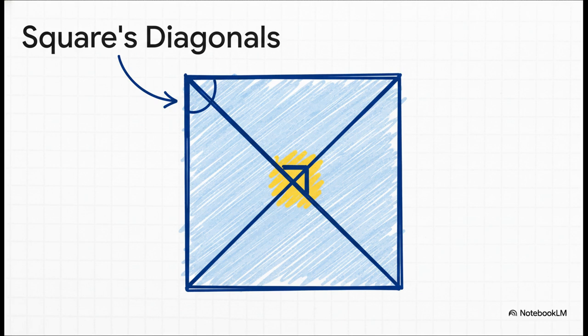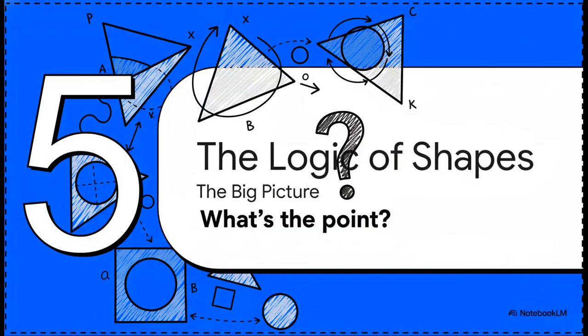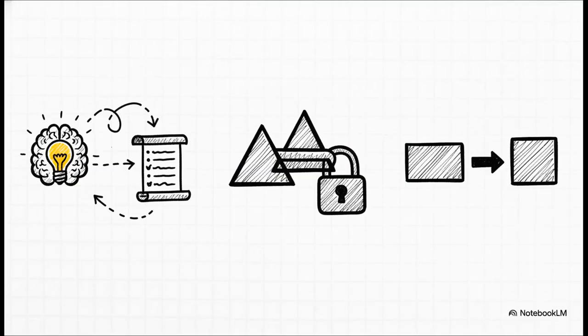But that one extra rule, that all sides are equal, gives its diagonals 2 extra special powers. They cross at a perfect 90-degree angle, and they split each corner of this square into 2 perfect 45-degree angles. So, after all that, after all these proofs and angles and sides, what's the big idea here? What's the point of it all? Well, the biggest takeaway is that geometry isn't just some big list of random facts you have to memorize for a test. It's a system of pure logic.